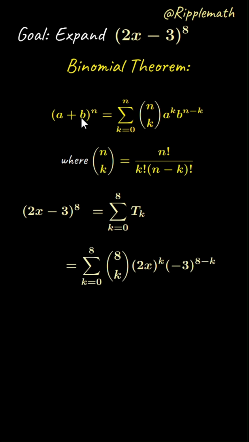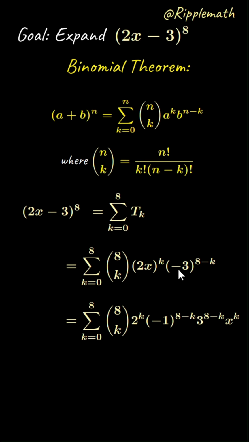So there's a minus to take care of. I'm going to call the term t_k for argument's sake. So 8 choose k, and then 2x to the k, just like in the formula, and bracket minus 3 to the 8 minus k, because 8 is n.